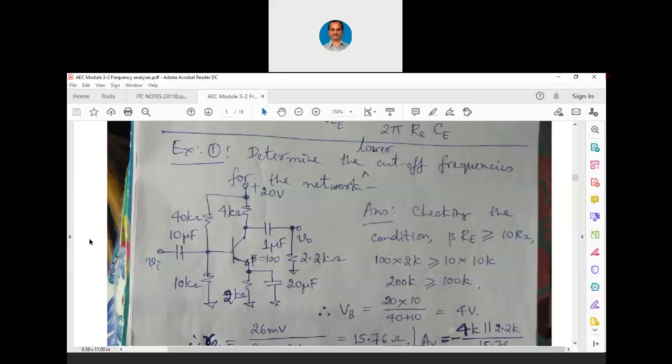On this exercise only we had performed low frequency analysis along with the source resistance 1 kilo ohms also. So this was the circuit. Okay, you can quickly write down this circuit for which we had already computed the low frequency response and the value of RE that we had already calculated as 15.76 ohms. So you can quickly note down.